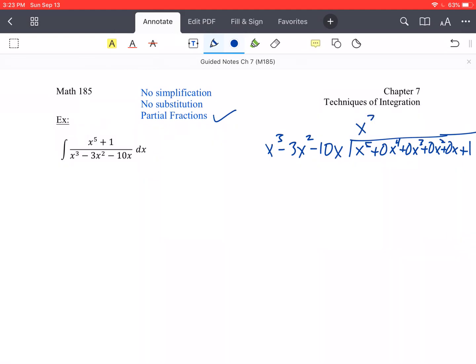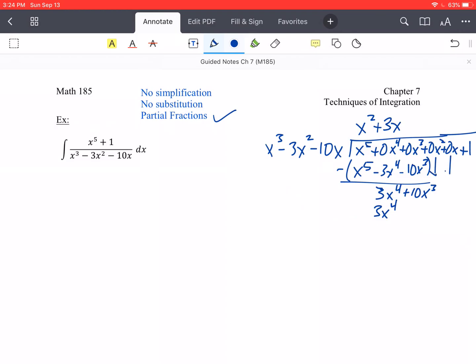Okay, do the long division, so that's x squared, that's x to the 5th minus 3x to the 4th, minus 10x cubed. Subtract all of that. We're left with 3x to the 4th plus 10x cubed. Okay, so we get x cubed into 3x to the 4th, that's going to be plus 3x. So we get 3x to the 4th.